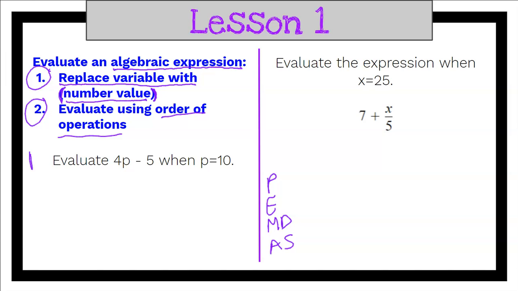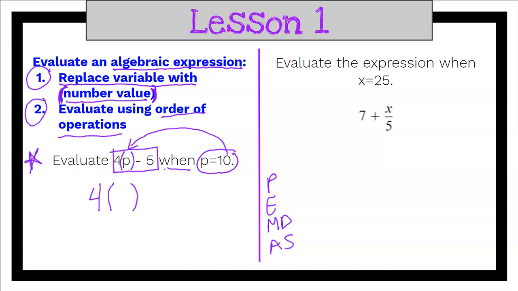So we are going to evaluate 4p minus 5 when p equals 10. So our first step is to replace our variable. So replace p with 10 because p equals 10. So I'm going to put that 10 in for p, but remember we have to replace it in parentheses. So I'm going to rewrite this as 4. Instead of p, I'm going to put parentheses, and the value of p is 10, so I'm going to put that 10 inside the parentheses. Minus 5.